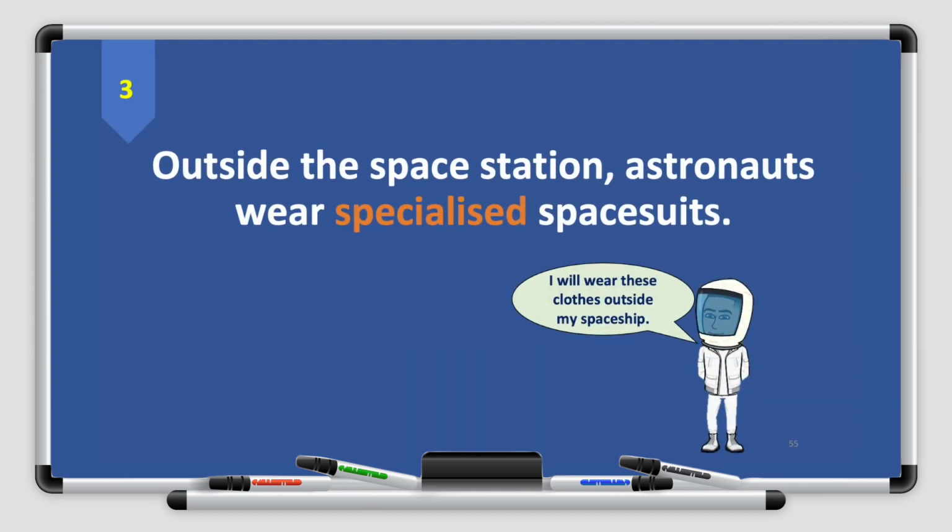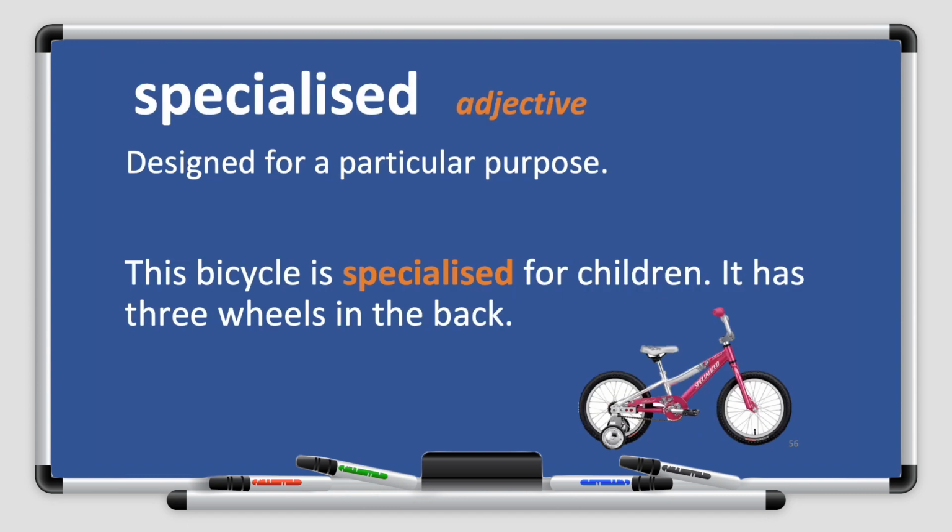Outside the space station, astronauts wear specialized space suits. Specialized. Specialized is an adjective. Specialized means designed for a particular purpose. Let's use it in a sentence. This bicycle is specialized for children. It has 3 wheels in the back.